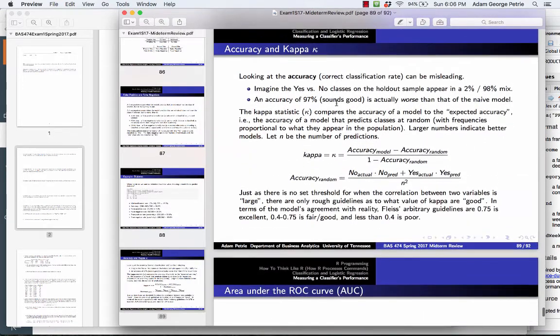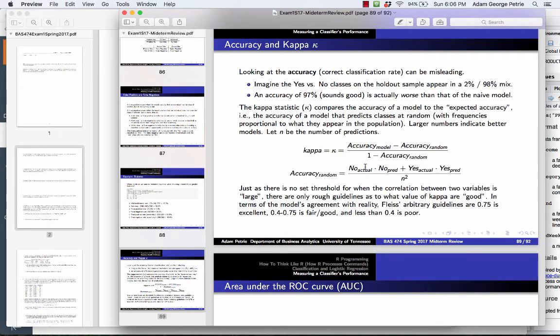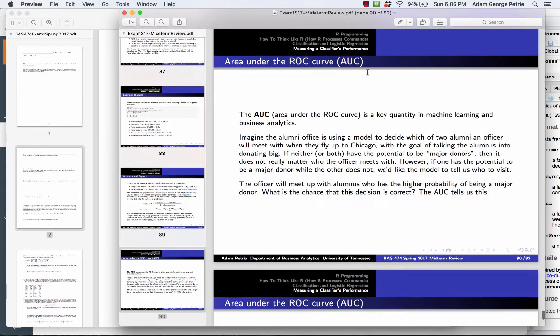So there's some examples. Not going to test you about kappa. Don't worry about kappa right now. We'll test you about accuracy though. Just 1 minus the misclassification rate, the fraction of predictions that are correct. And it'll of course also test you about the AUC.